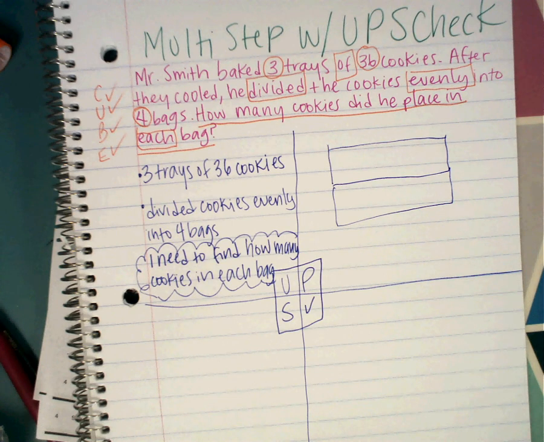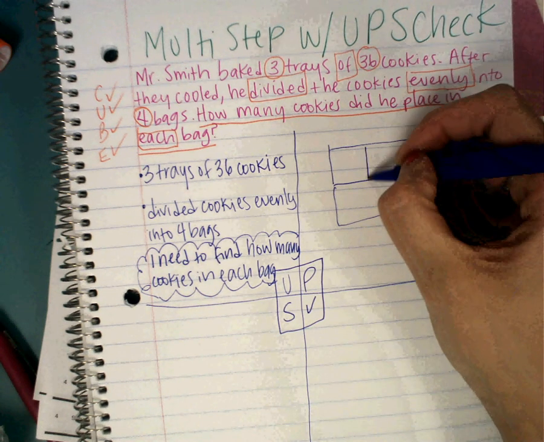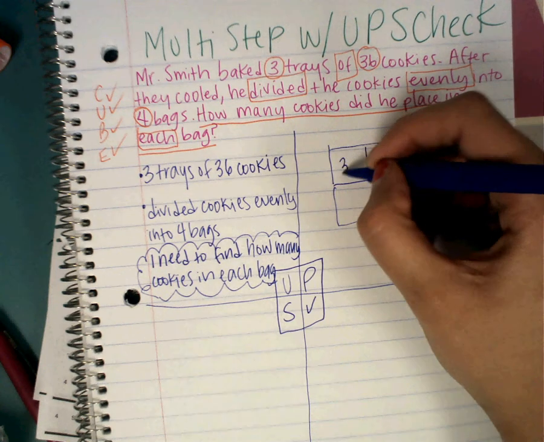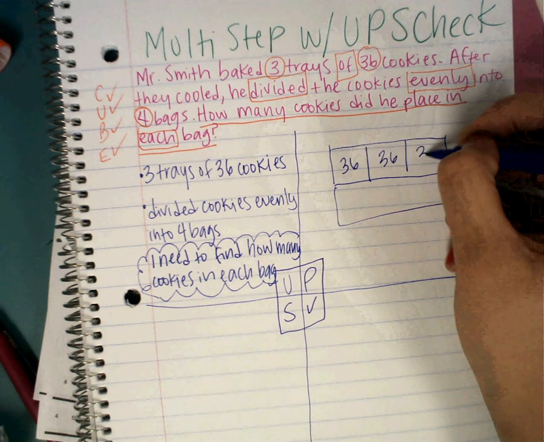Do I know? Well, no, I don't. I know that I have 3 trays of 36 cookies. When I see "of" in a situation like that, where I say I have 3 trays of 36 cookies, that means that there are 36 cookies on each tray, right? So I'm going to separate this whole into 3 parts and say 36, 36, 36. Those represent my 3 trays of cookies.